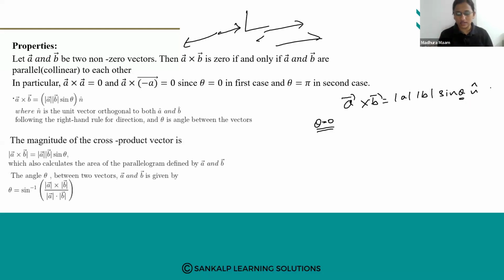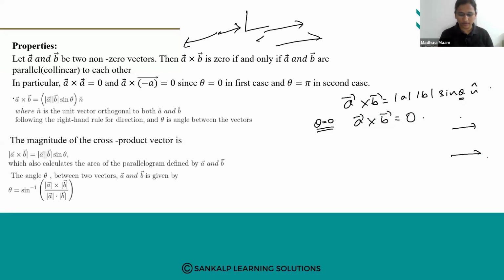Sine 0 is what? 0. So it is simply magnitude of A into magnitude of B, that's it. Sorry, it became 0. This is 0. Sine 0 is 0, and 0 with anything is 0. What is the meaning here? That means the vectors are somewhere like this.